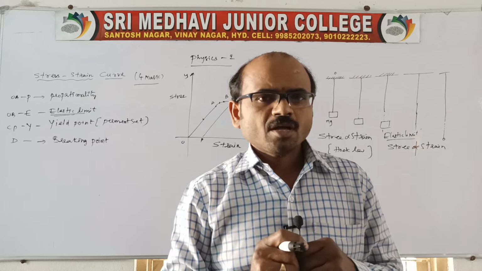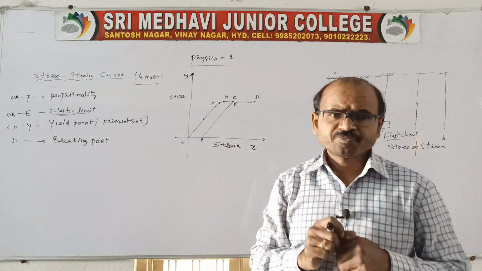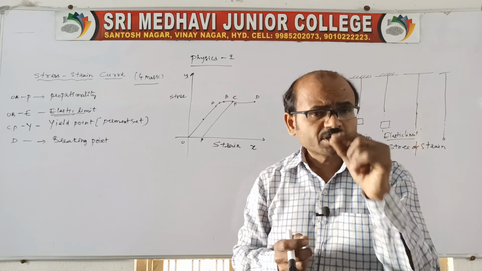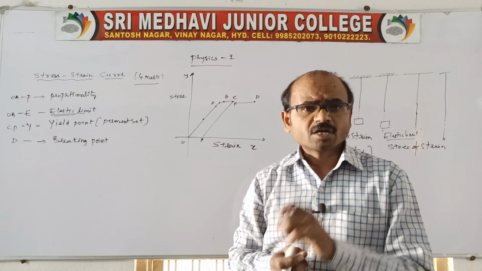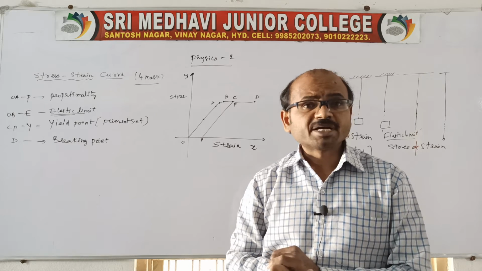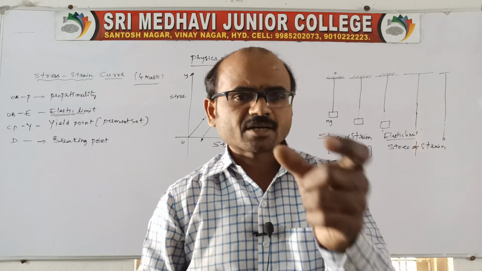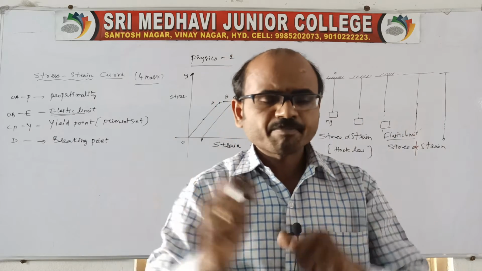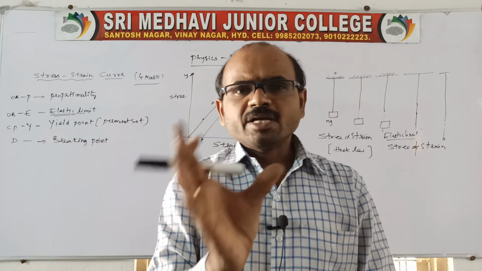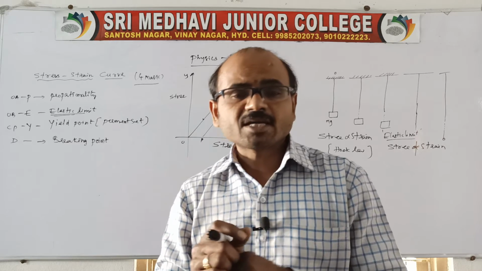Ductile, we can call. And if the gap between the breaking point and yield point is very small, then that material cannot be used to prepare thin wires, so we call it a brittle metal. Ductile means there is a large gap, and brittle means there is a small gap between the yield point and the breaking point. So one is ductile, one is brittle.